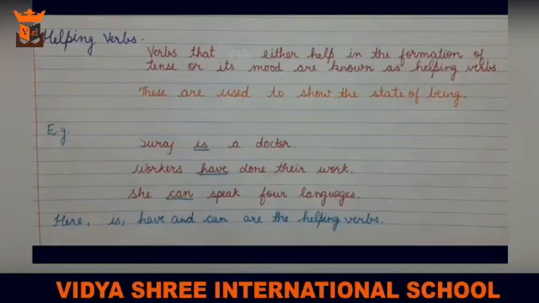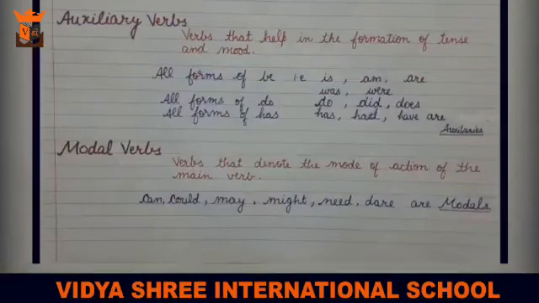Now, as we know that helping verbs are categorized under auxiliary verbs and modal verbs, let us discuss the auxiliary verbs. What are auxiliary verbs? Verbs that help in the formation of tense and mood. All the forms of be, that is, am, are, was, were. All the forms of do, did, does. And all the forms of has, have, had are auxiliary verbs. Clear?